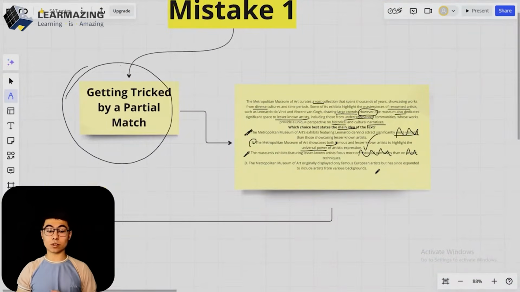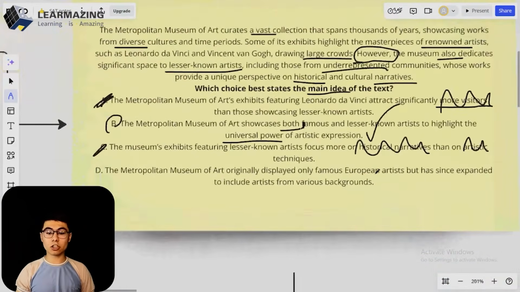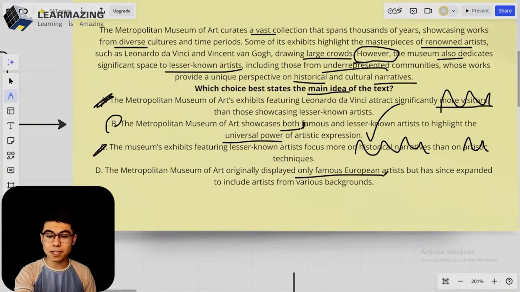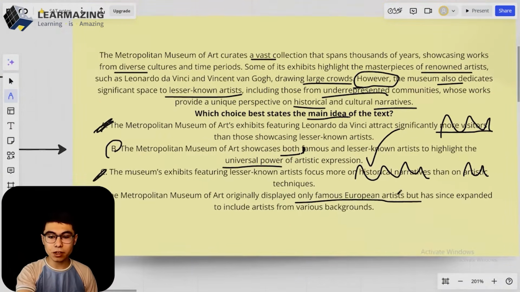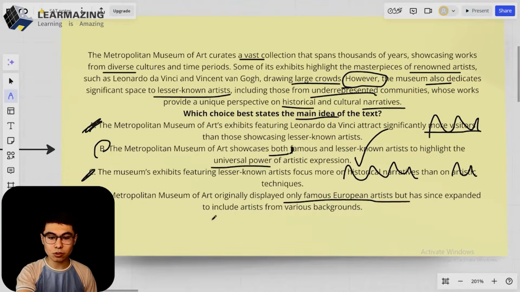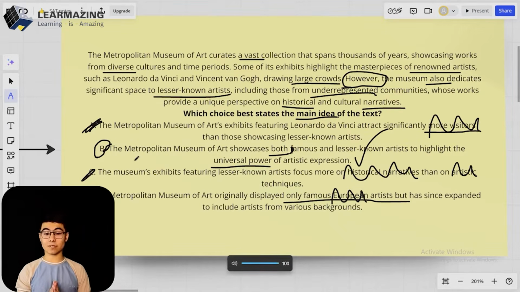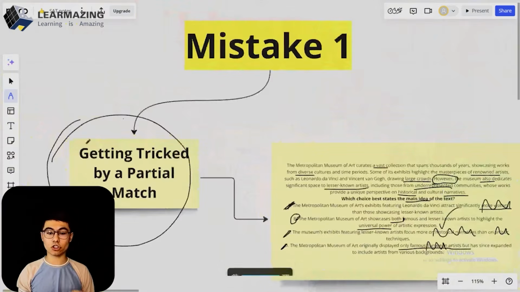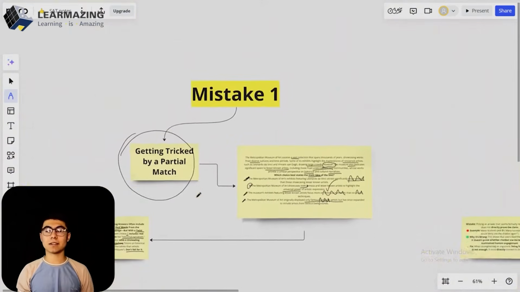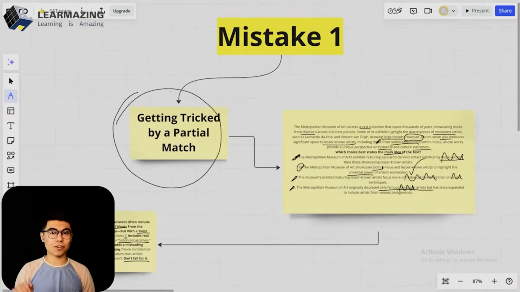Now let's have a look at choice D. The Metropolitan Museum of Art originally displayed only famous European artists, but has since expanded to include artists from various backgrounds. There's nothing about European artists, so we can eliminate this choice. So the best choice here is choice B. As you can see, that's the mistake, which is getting tricked by a partial match. Some phrase is used from the passage. It does not mean that that is the correct answer.